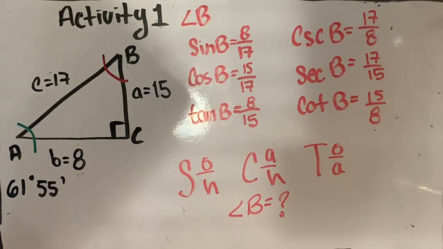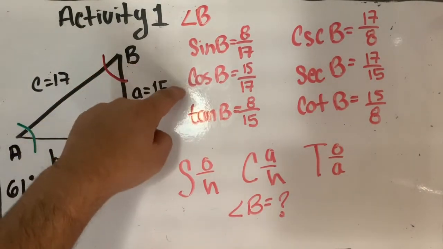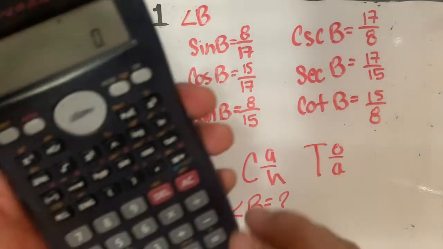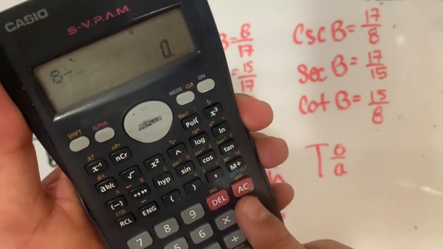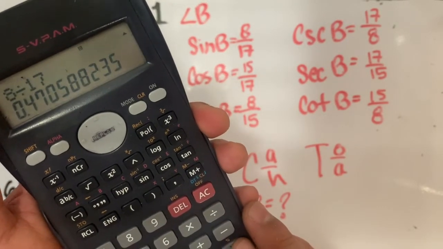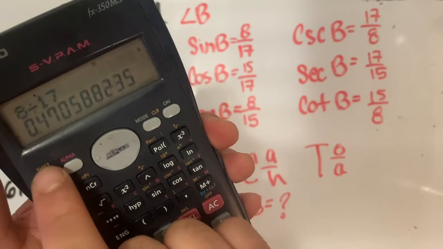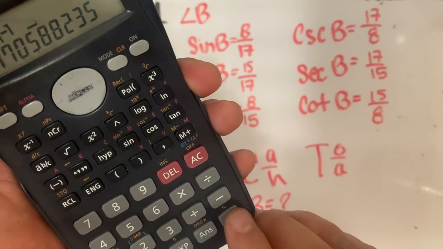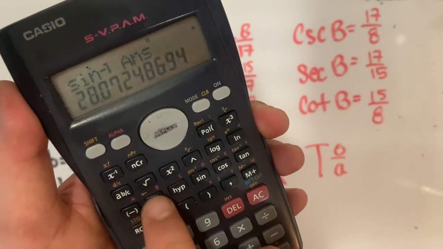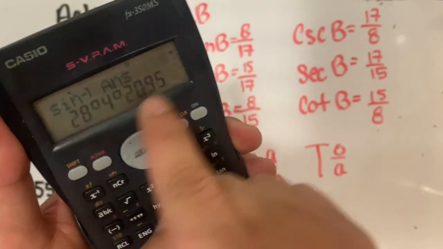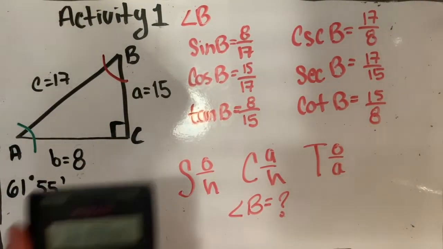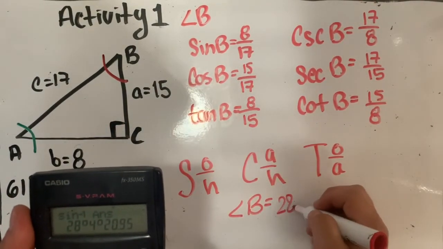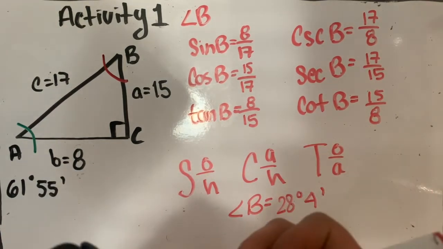Okay? So I'm going to choose whichever one of these 3 different functions. Let's start using sine. I'm going to press in the calculator 8 divided by 17 equals to this answer. Then we press shift, then we press sine, then we press equals, and finally we press the button of degrees. And the measure of this angle is 28 degrees 4 minutes. 28 degrees with 4 minutes.